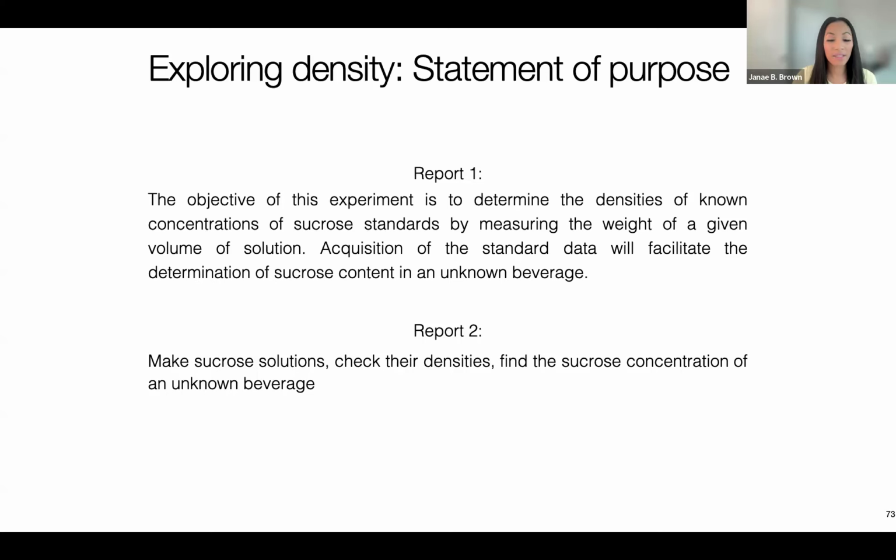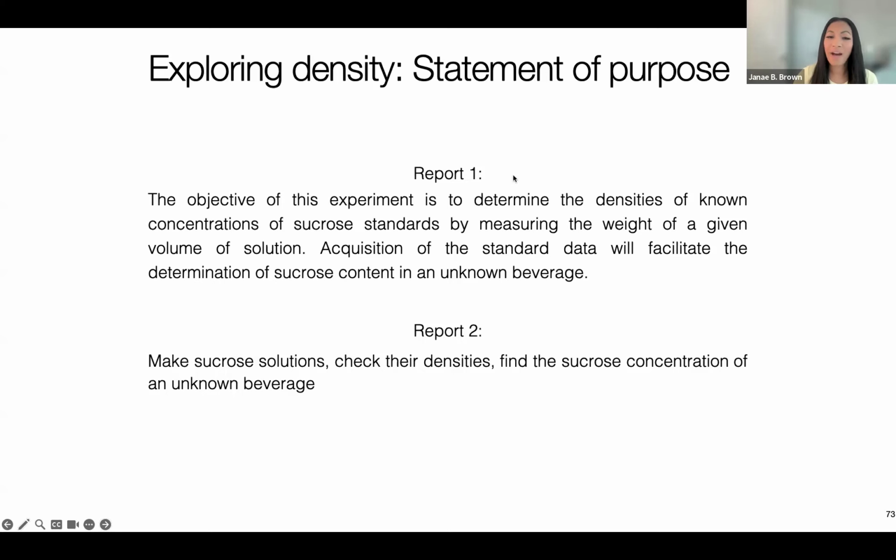And comparing that to the second example: "Make sucrose solutions, check their densities, find the sucrose concentration of an unknown beverage." If we're looking at these two and comparing them, which one would receive more credit? I would say report 1.